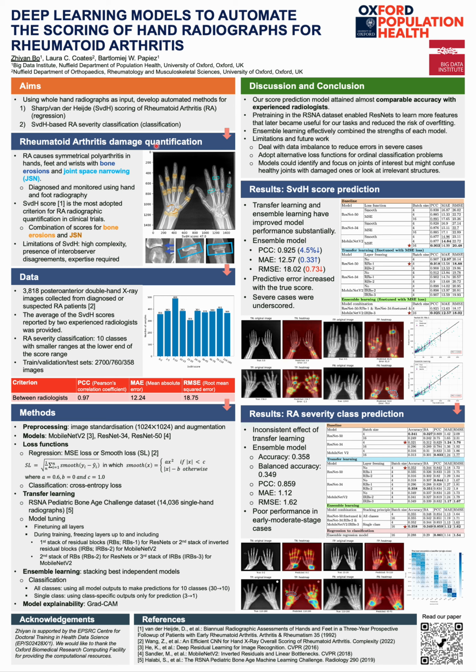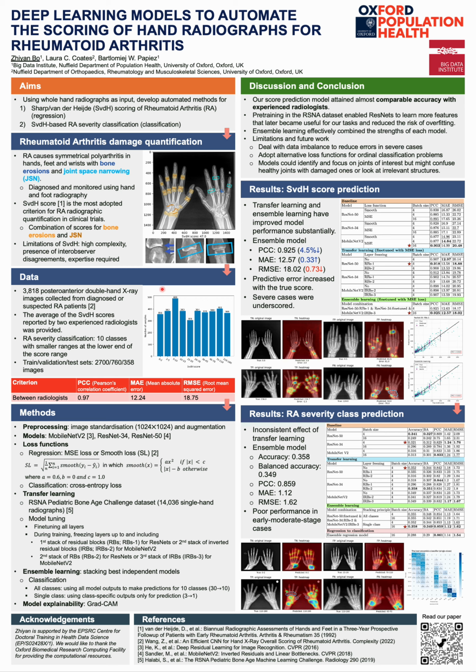Rheumatoid arthritis, or RA, causes symmetrical polyarthritis in hands, feet, and wrists, with bone erosion and joint space narrowing. It is diagnosed and monitored mainly using hand and foot X-ray. As the most commonly adopted RA quantification criteria in clinical trials, the SVH scores consist of two scores for bone erosion and joint space narrowing. Despite its high sensitivity, its high complexity, the presence of inter-observer disagreements, and the expertise required limit its application for routine clinical use.